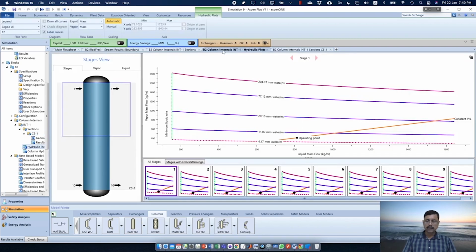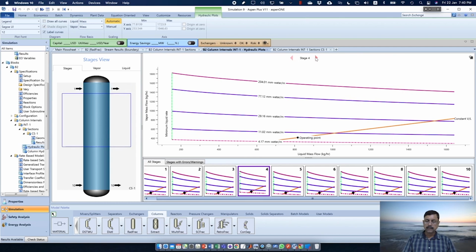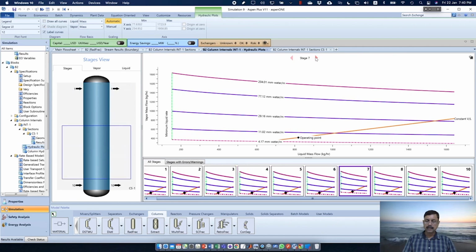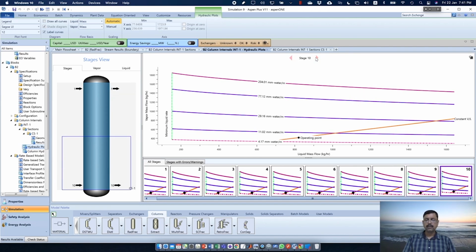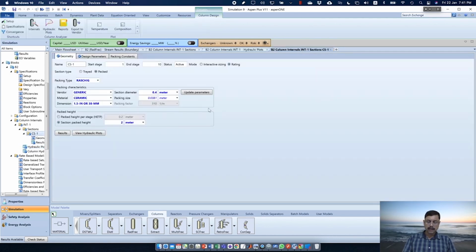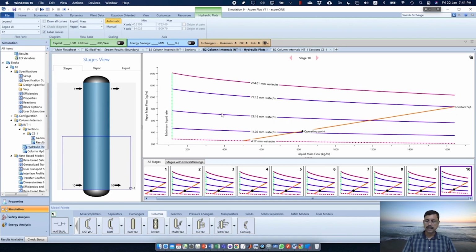0.4. Yes, so stage 1 has come within the limit. Stage 2, 3, 4, 5, 6, 7, 8, 9, 10. Yeah, the entire column is now within. So this is the crux. You can change it further if you want. You can use 0.35 and let us see where it goes. Perhaps it will go in the middle. Yeah, it's much better for the entire column. So that is how you can play around with the column internals to see how far we can avoid flooding, and all those mechanical problems can be solved.